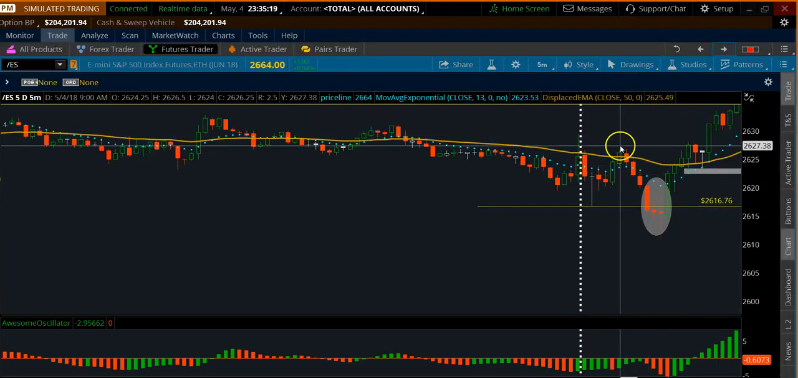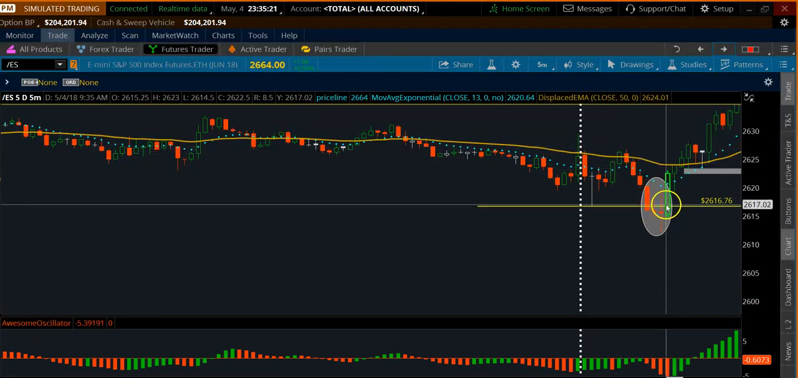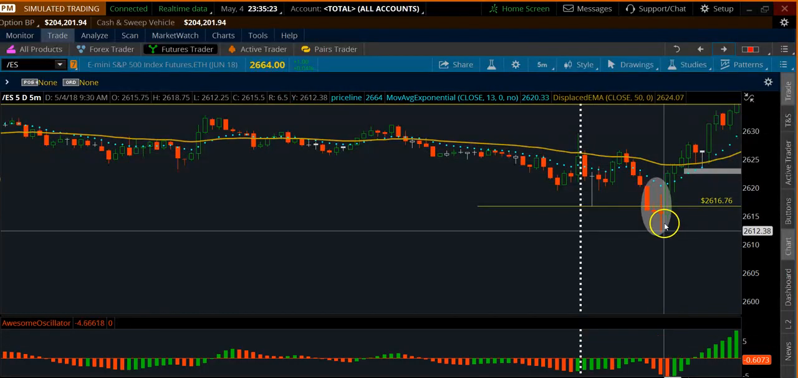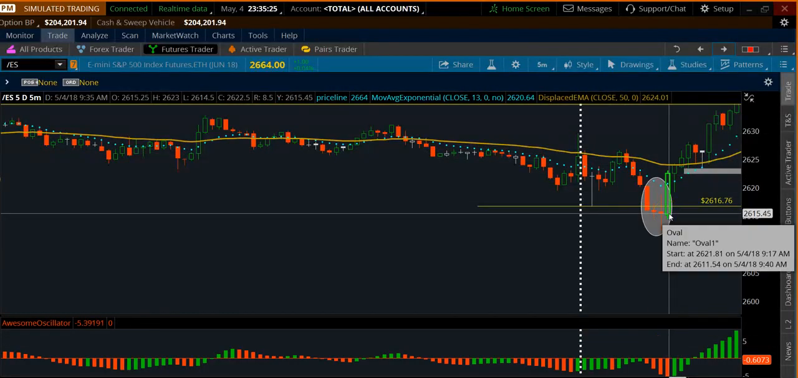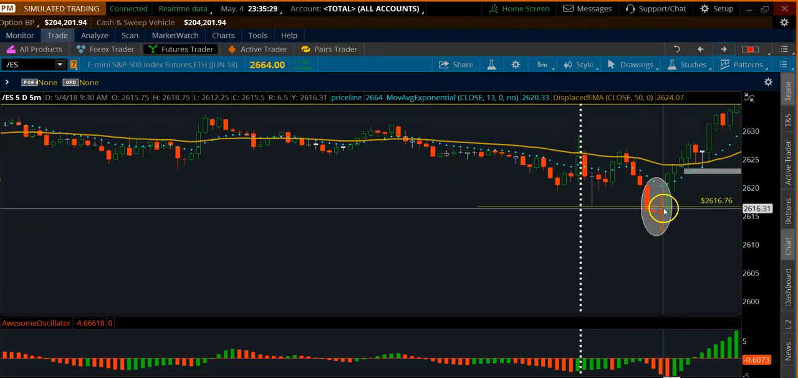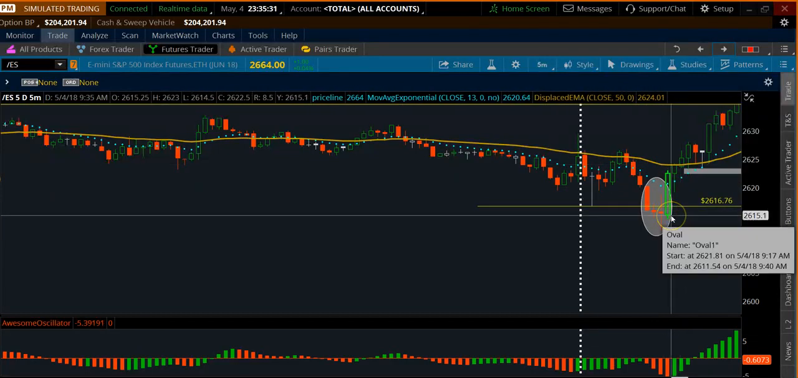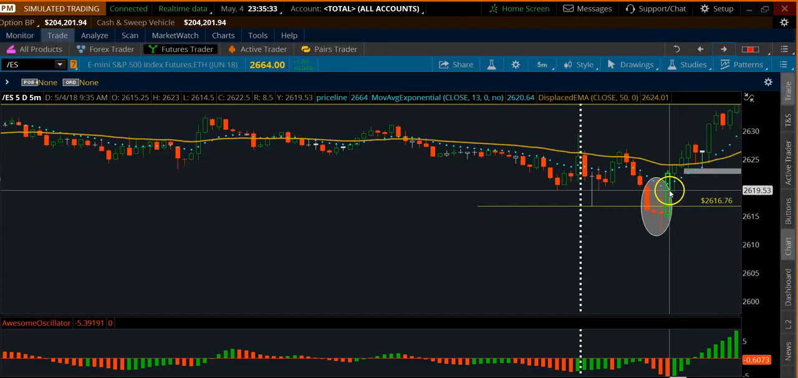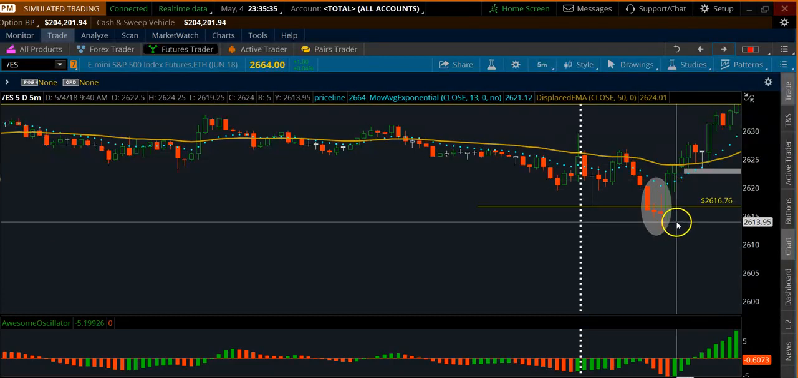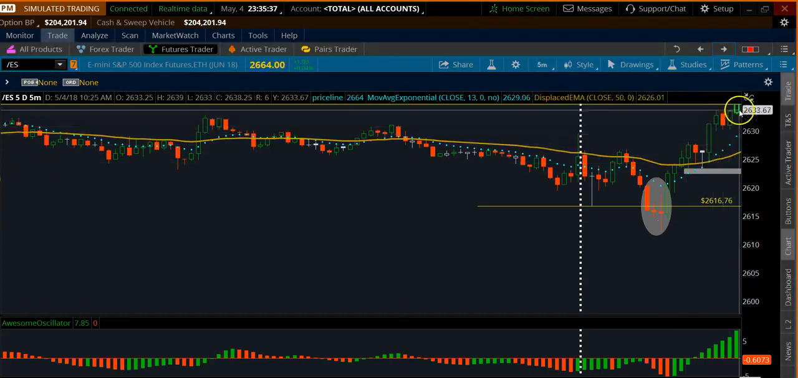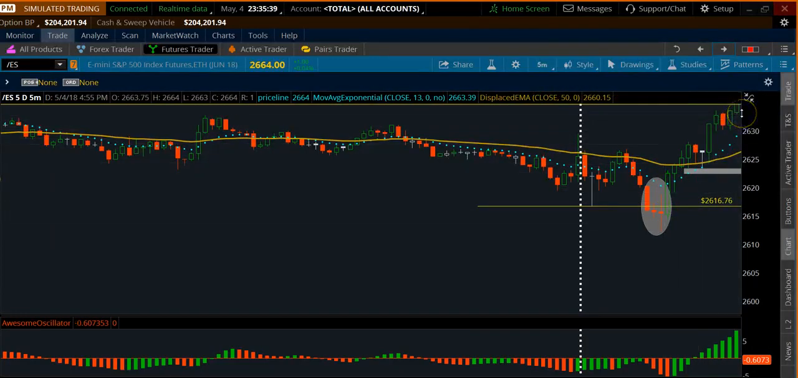Okay, so in the case of this down, it broke my floor. But the next candle that came in was an up candle. It wasn't a down candle for me to get into that trade. Okay, so when this candle closed, I had upward momentum. So I'm going in the buy mode. All right.